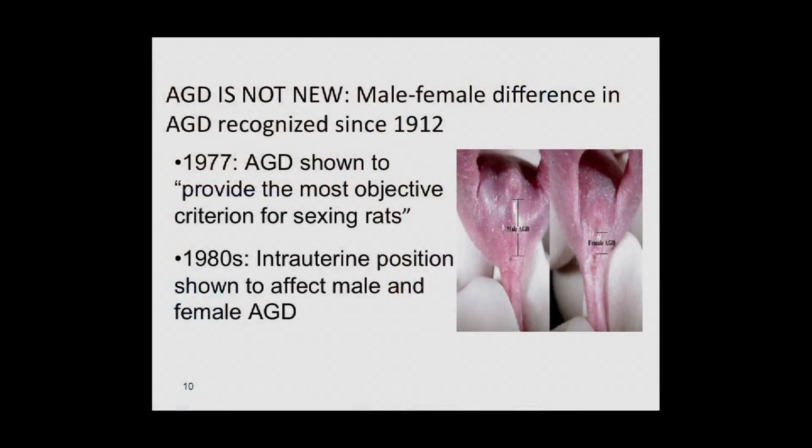So AGD is not new. In fact, I found a paper from 1912 that talked about how long the male and female AGD was in rodents. So it's about 100 years old, or possibly older. In 1977, it was called the most objective criterion for sexing rats, and that's what's done in a laboratory.